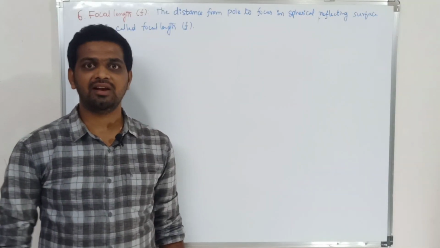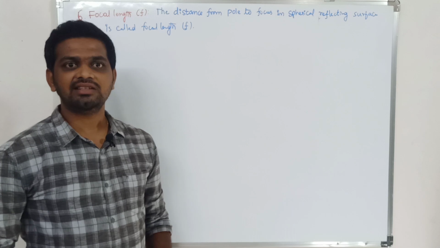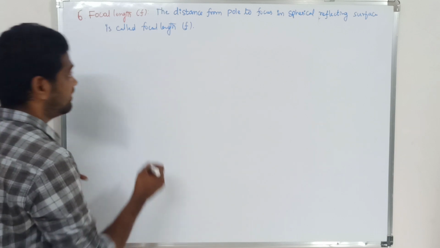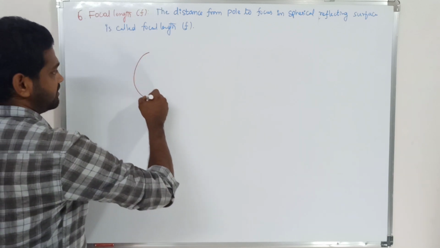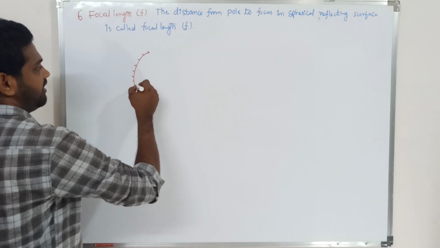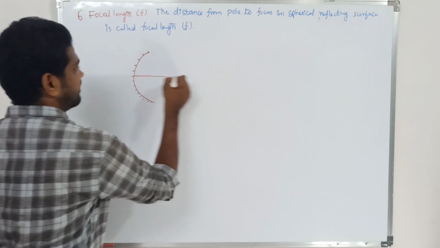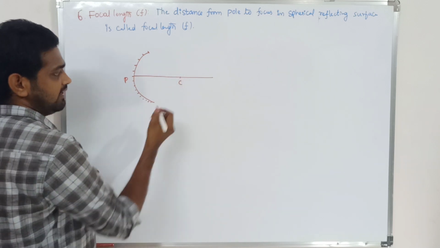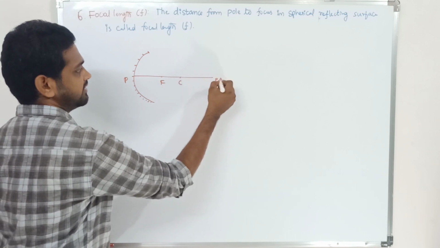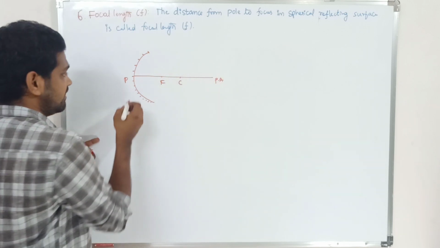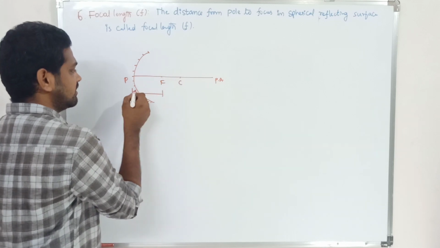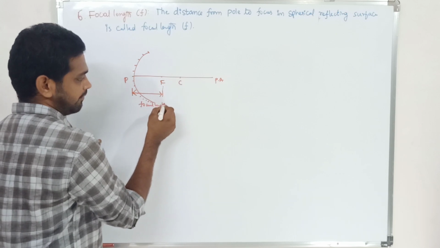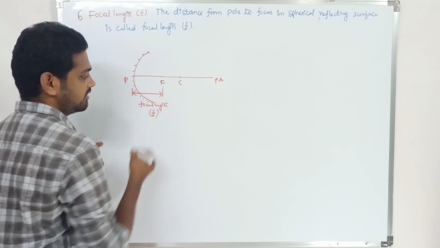Next definition is focal length. The focal length is nothing but the distance from pole to focus. Initially I had taken a concave surface. For a concave surface, the reflecting surface will be inverted, and this is the line joining the pole, focus and center of curvature. So this is called the principal axis. So what is focal length? The distance from pole to focus. This distance you should consider as focal length. Clear? It is denoted by small f.